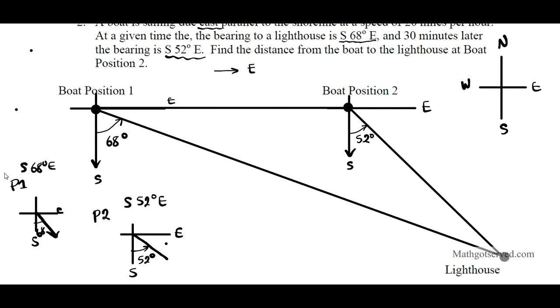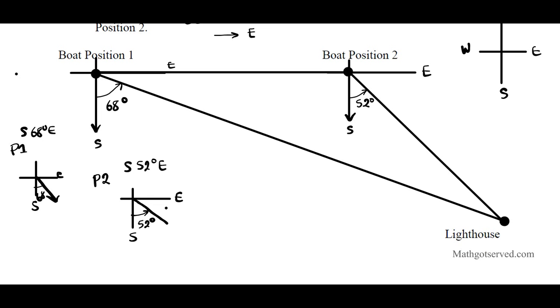All right, so let's go ahead and label our triangle. Let's call this point right here, since it's the first one, A, and let's call this point B, and then let's call this point C. If this is big A, this will be little a. The distance from position 2 to the lighthouse, this is what we're actually going to be looking for. This is going to be little c, and then this is going to be little b.